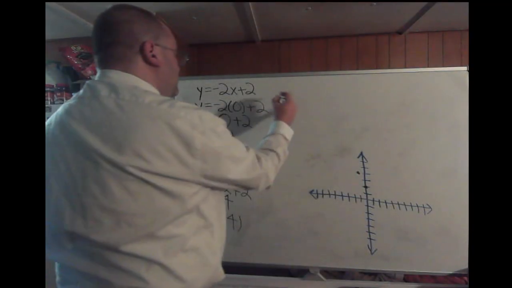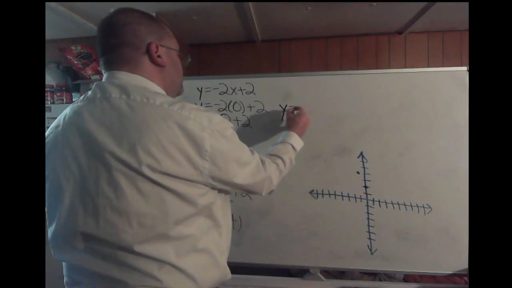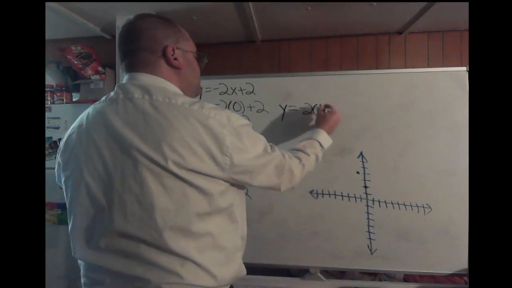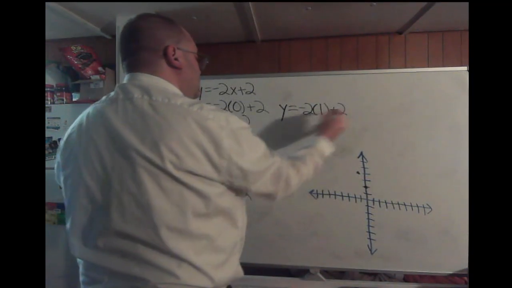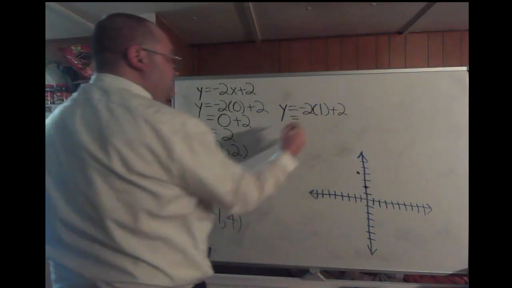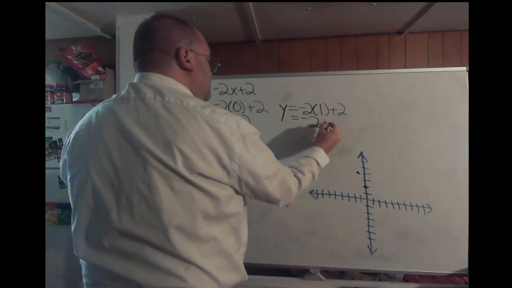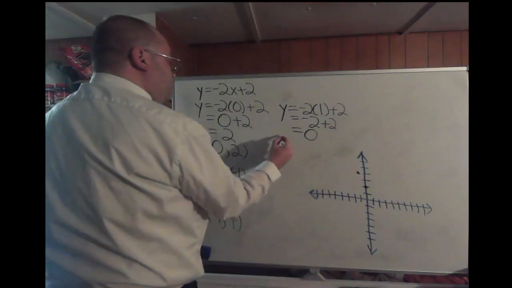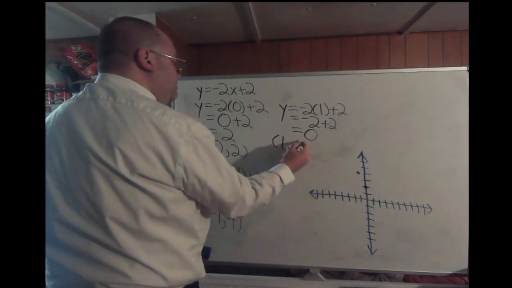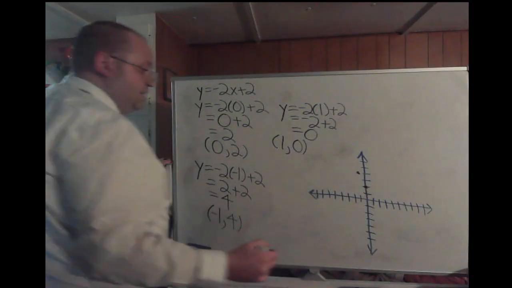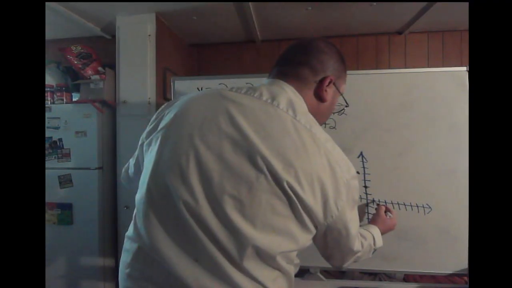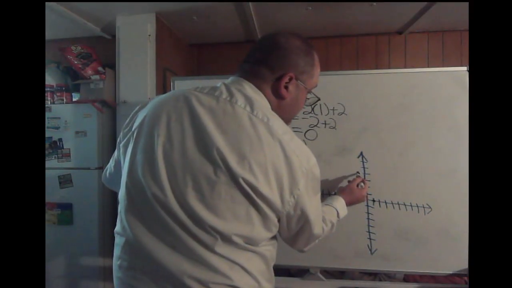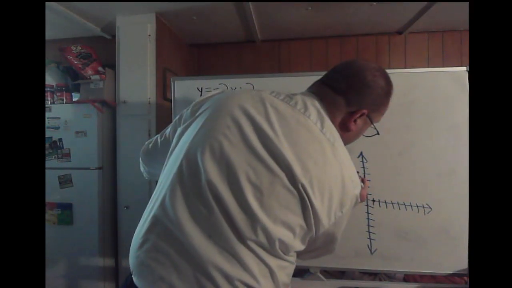Alright, and then last but not least, we'll have x equal to positive 1. So we'll have negative 2 times positive 1 plus 2. Well, negative 2 times positive 1, that's negative 2 plus 2. Negative 2 plus 2 is 0. So when x equals 1, y equals 0. So 1, 0 is right here. Now we just draw a nice line through these 3 points here.